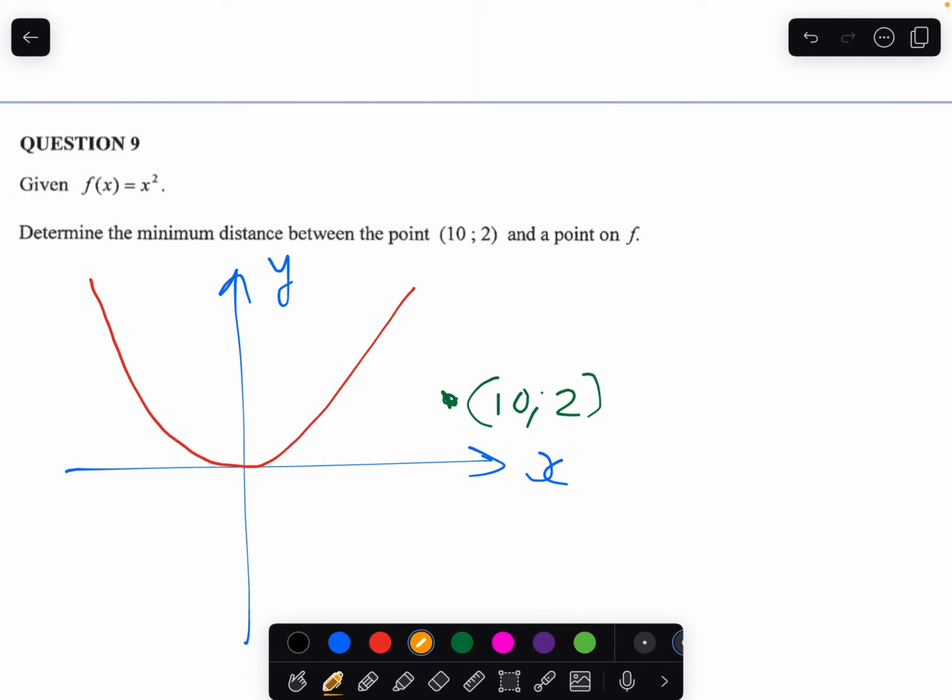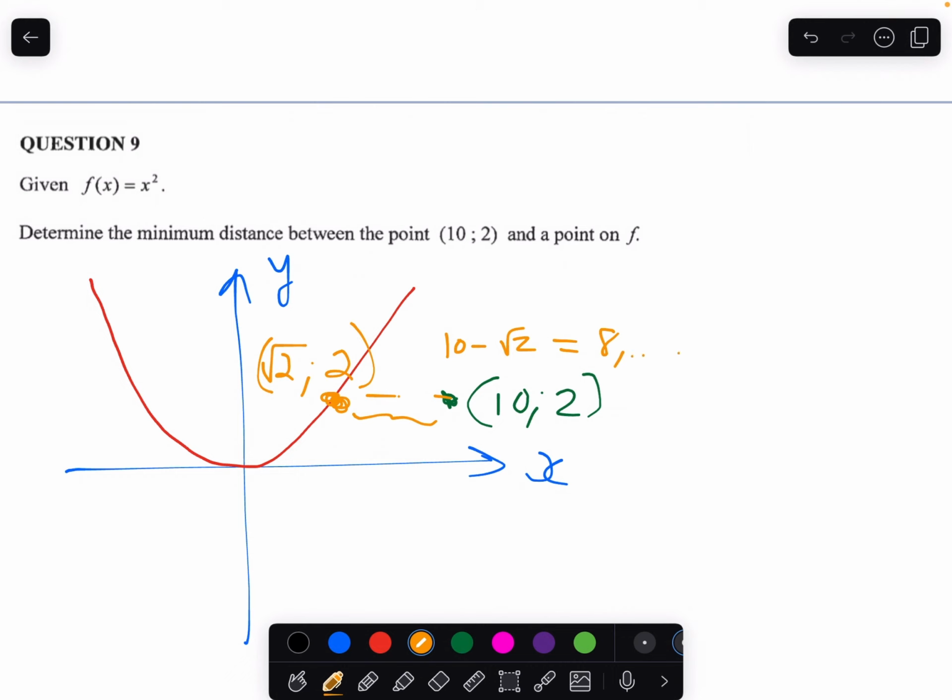So for example, we could take the point that would be on the same horizontal line as this guy, so that would have a y coordinate of 2, and it would be positive square root of 2 as the x, right? Because if I square that, I get 2, right? So the distance here would just be 10 minus the square root of 2, and square root of 2 is 1 comma some, so it's going to be 8 comma something, right?